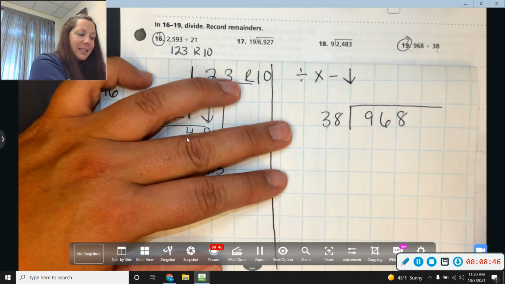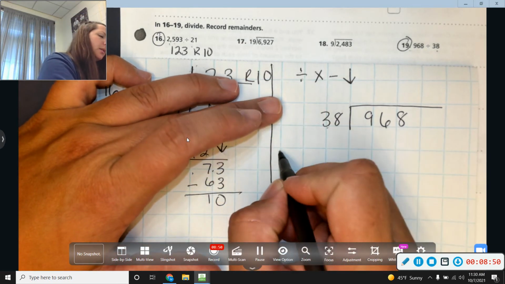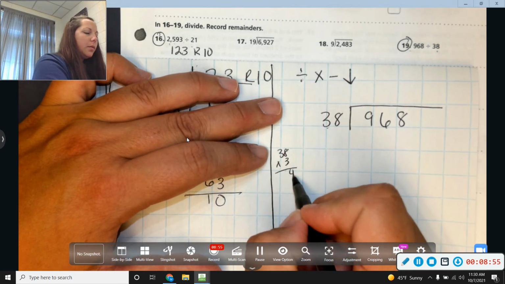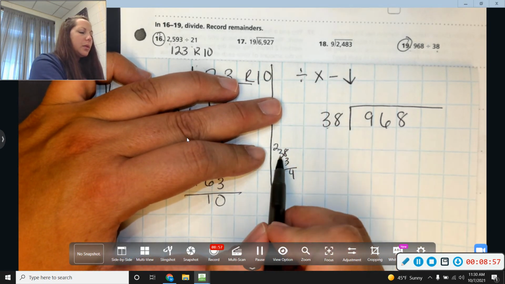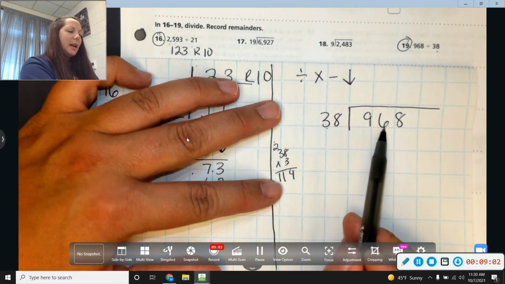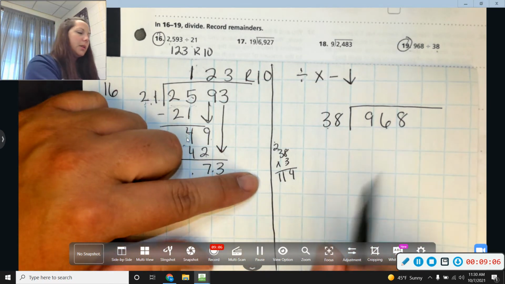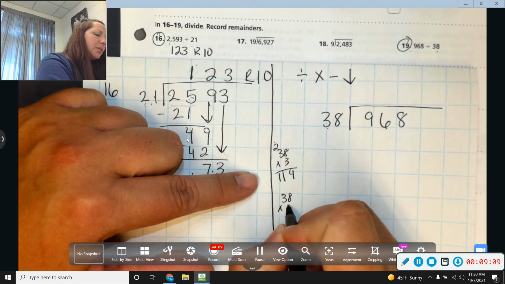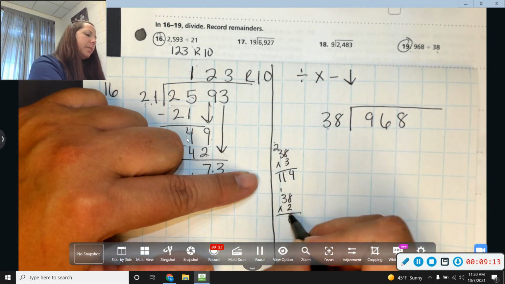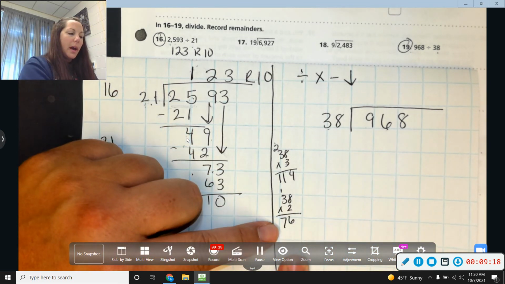Okay, let's check. So maybe you might say, maybe it goes in there 3 times. So 38 times 3. 8 times 3 is 24. 3 times 3 is 9, 10, 11. So does 38 go into 96 3 times? Nope, that's too much. Okay, 114 is too much. So I'm going to do 38 times 2 and see what I get. 2 times 8 is 16. 2 times 3 is 6, plus 1 is 7. Okay, so that will work.